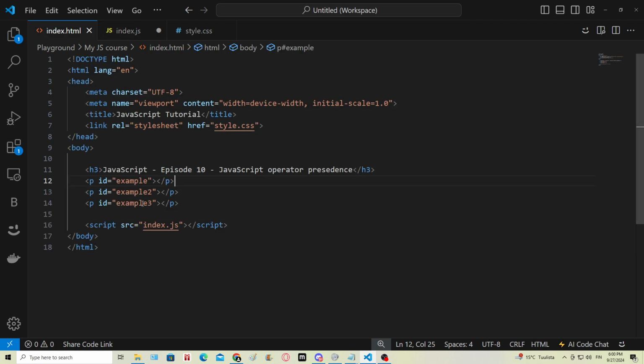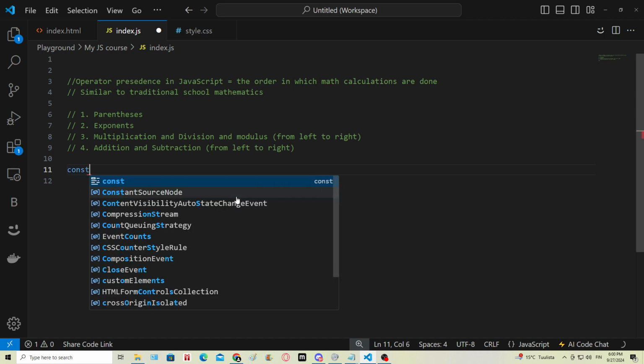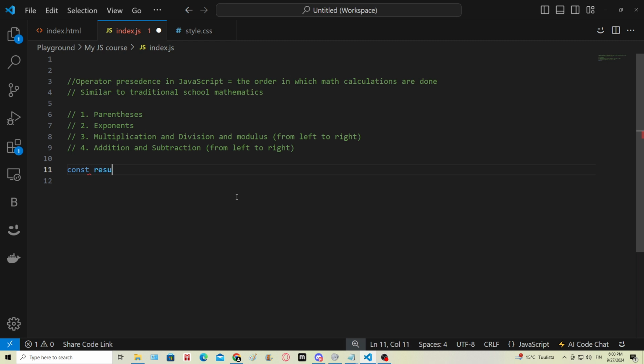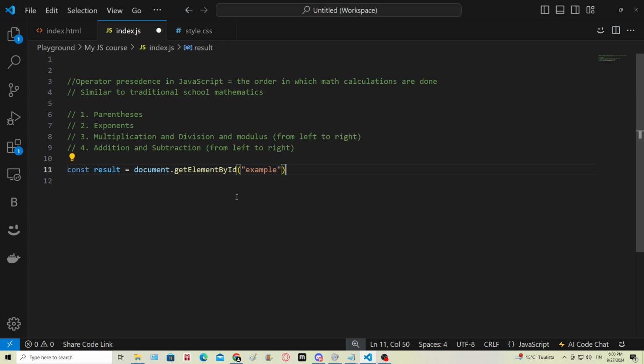First, I'm gonna take this paragraph from my HTML file, so I'm gonna make a reference. const result = document.getElementById, and the ID is example. Okay, so I'm gonna start with an easy one.